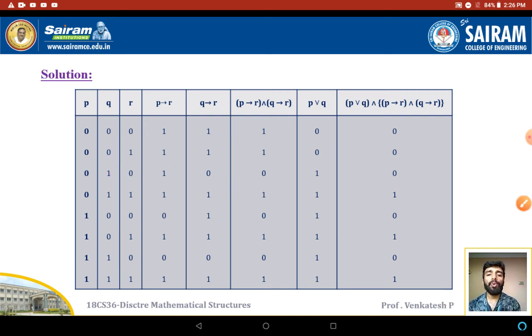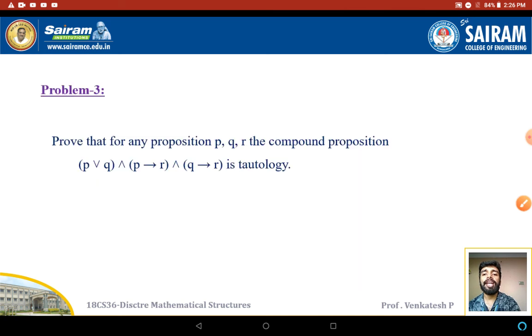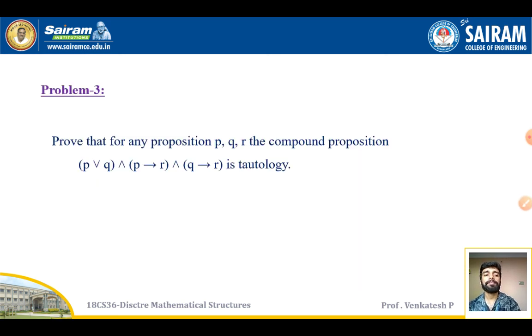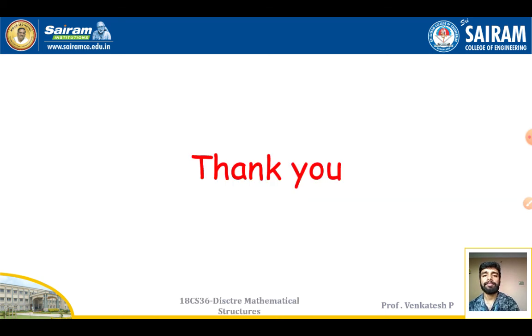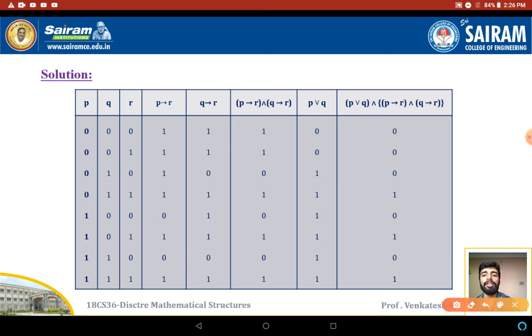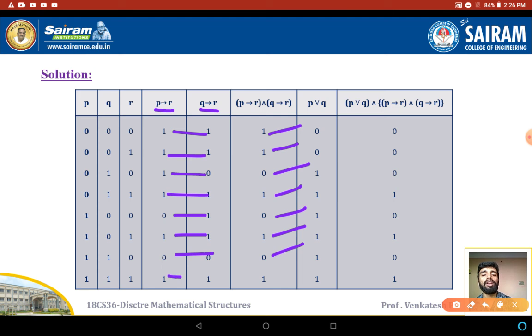So next I'm going to use the AND operation in between P implies R as well as Q implies R. So AND operation. So like now 1 and 1 true, 1 and 1 true, 1 and 0 false, 1 and 1 true, 0 and 1 false, 1 and 1 true, 0 and 0 false, 1 and 1 true.